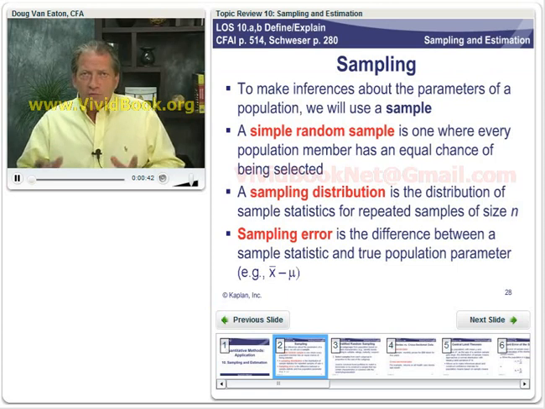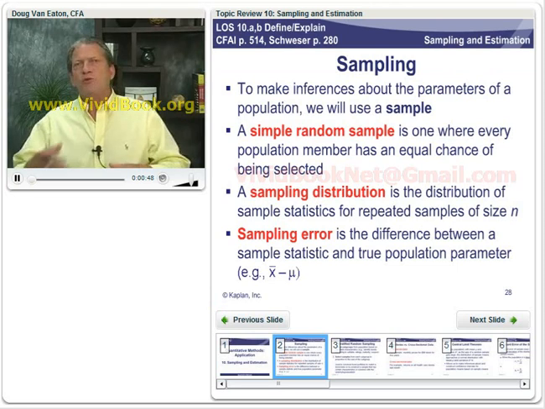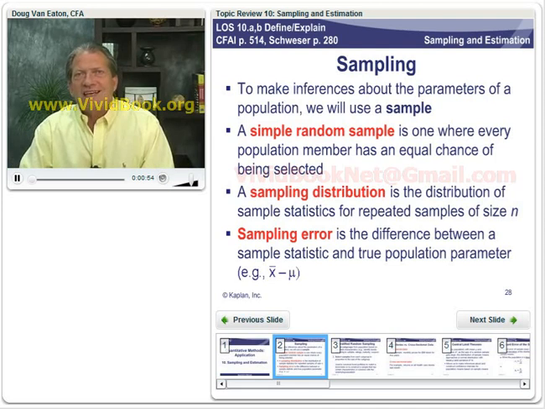So if we're taking a simple random sample, everyone has an equal chance. So if we move these balls around enough so that when we grab 10, any ball would have the same chance of being selected, then that's a simple random sample.